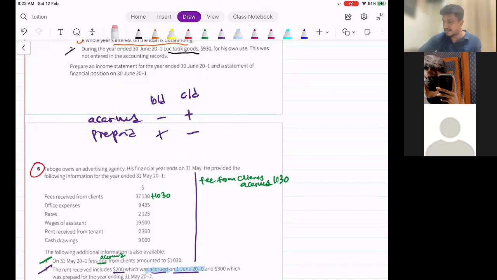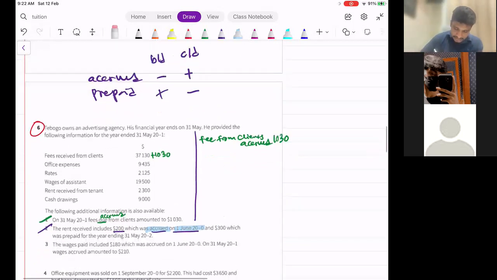I take a paper, I will write that. If I don't know, I'll refer to that. Okay, accrued opening minus. So I go find my rent, minus 200. After that, 300 which prepaid on the 31st May. 31st May is a closing. So closing prepaid plus or minus? Minus also. So minus 300.